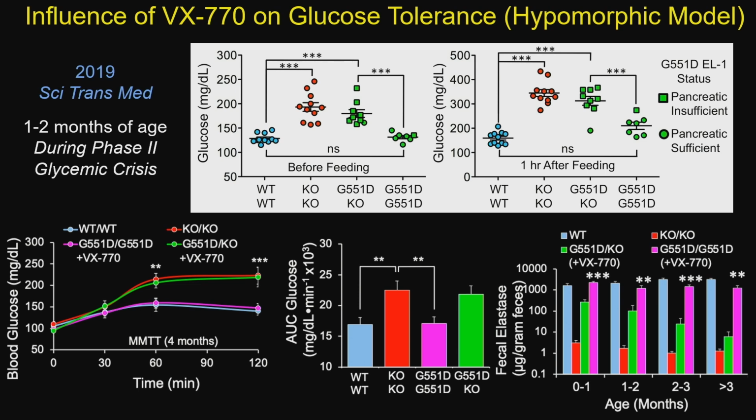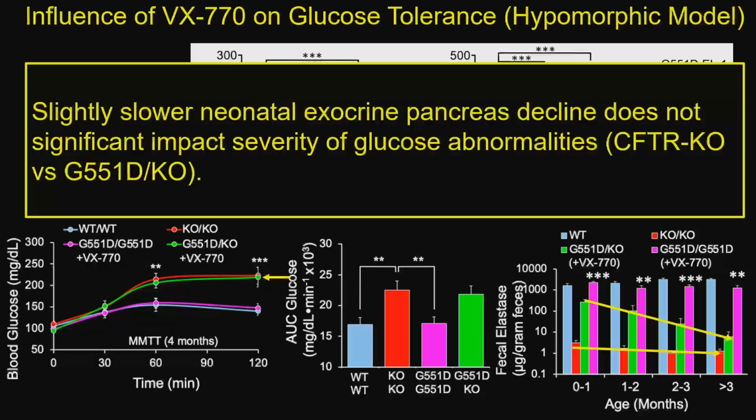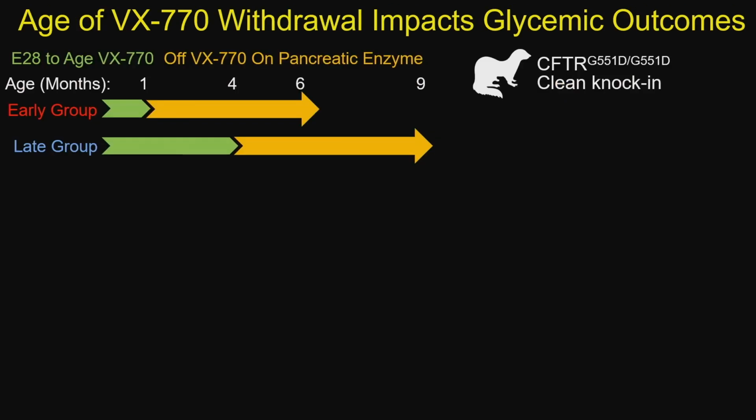This is just quantifying this by a mixed meal tolerance test, a formal one where you can see the heterozygote animals basically look CFTR knockout, in this area under the curve, and just reminding you that the pancreatic insufficient ones decline over time. But the point of why I'm showing this is you can be CFTR knockout, or you can decline in the neonatal period, and your outcome for glucose intolerance is basically the same.